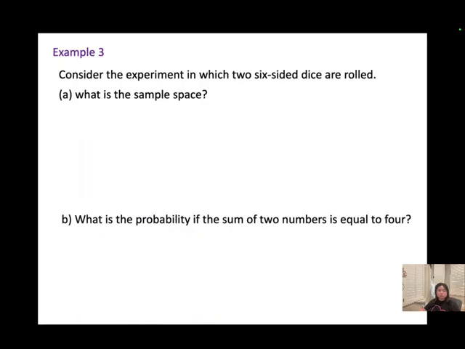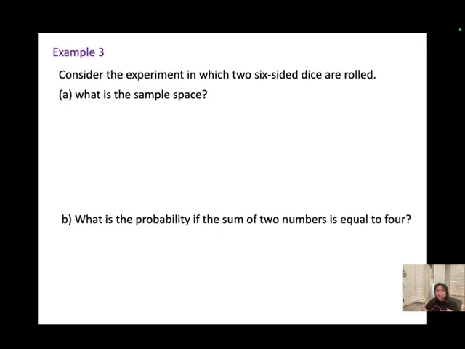Example 3. Consider the experiment in which 2 6-sided dice are rolled. What is the sample space? So this one, you guys need to think about it. If I only have 1 die, the sample space will be 1, 2, 3, 4, 5, 6. But right now, I do have 2 of them, so we do have a different combination. For example, we can get 1, 1, or 1, 2, or 1, 3, 1, 4, 1, 5, and 1, 6. Or I can get 2, 1, 2, 2, 2, 3, 2, 4, 2, 5, and 2, 6 also.